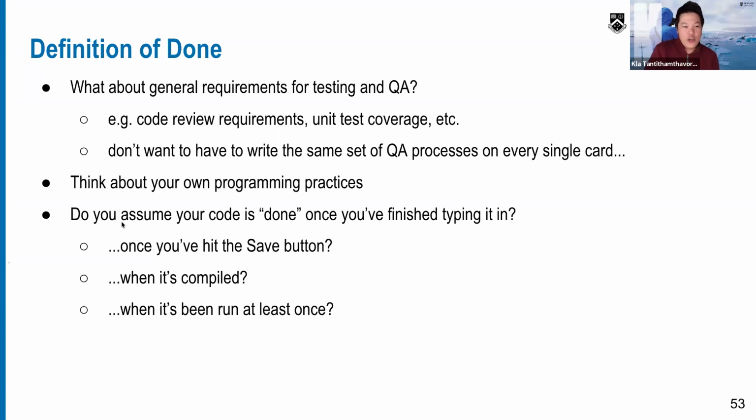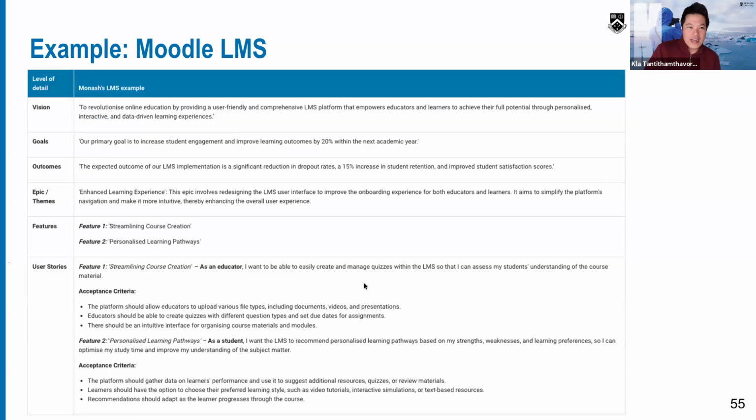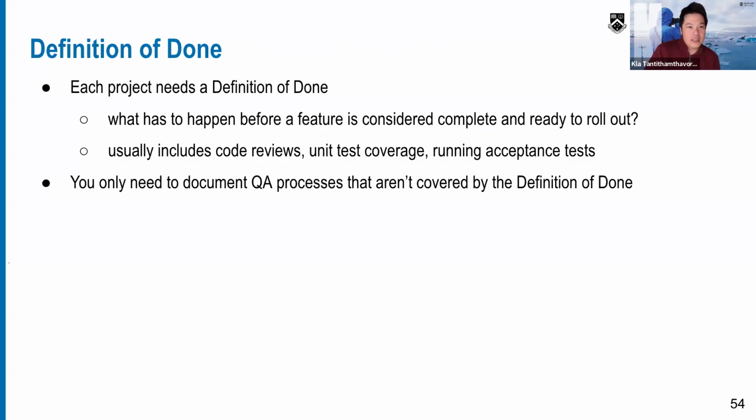This is an example: do you assume your code is done once you finish typing it? No, not really, right? Done, okay? I can give you examples of the definition of done. For example, the feature should meet test coverage above 99%. The button should have a response time of less than 1 second. It should be quantifiable. List down the definition of done: how do you consider that feature to be done?